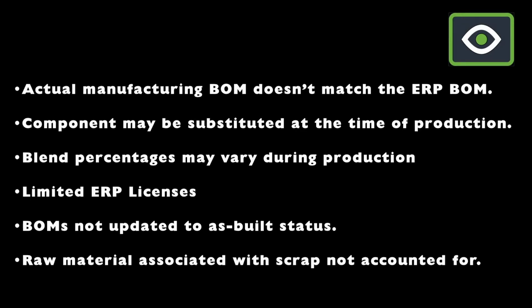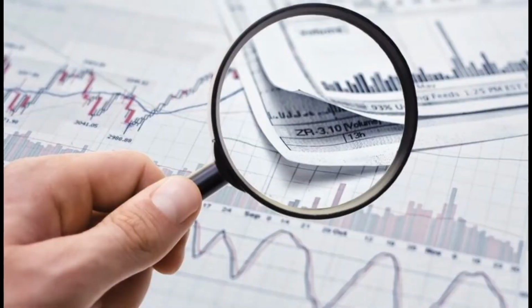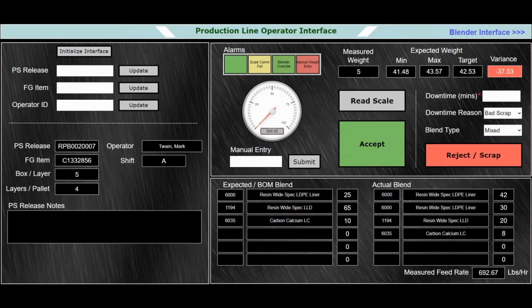There was no mechanism to capture inventory consumption associated with the production of scrap material, which could be a significant percentage of the inventory consumed. These gaps regularly resulted in thousands of pounds of inventory variances for each production schedule. The Prophecy solution combines operator selections with automated inputs from the blender and the scale.